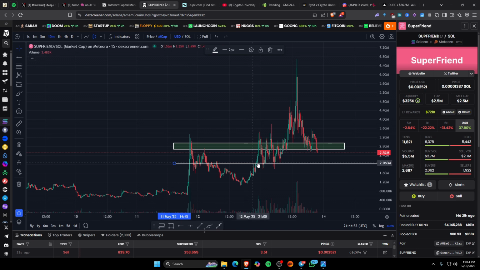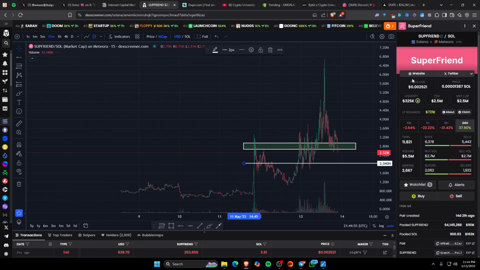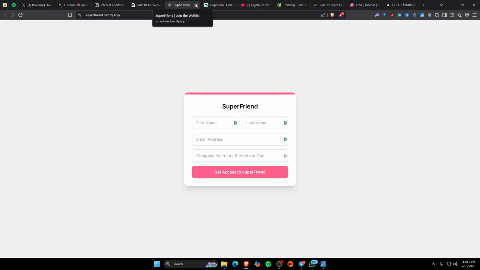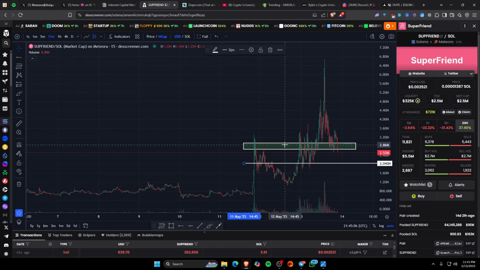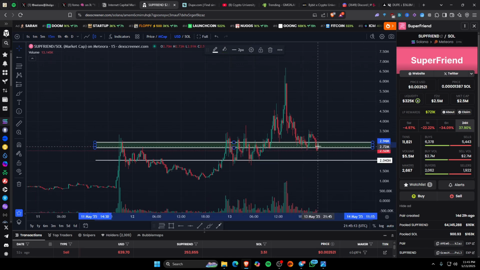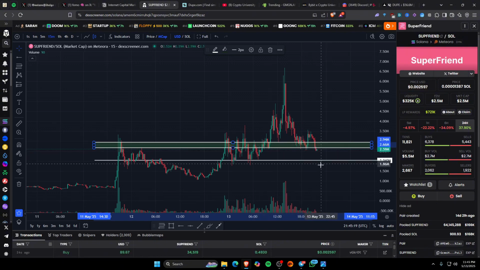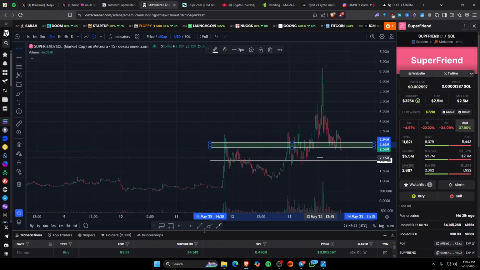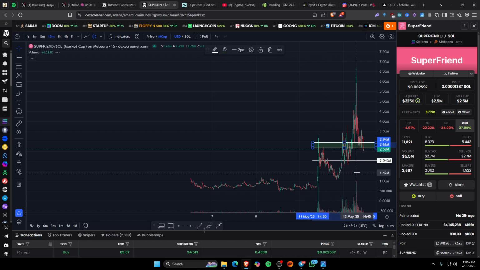And what this is, it's an AI chatbot. So if you go to the website, you can give it your details right here. It's going to put you on the waiting list, but these are going to be actual applications. So for me, I was looking to enter this off of this level right here, but you can see that it's breaking out right now. If it still holds, it could still push to the upside, but if it doesn't hold, this is also going to be a place where we can look to enter off of.